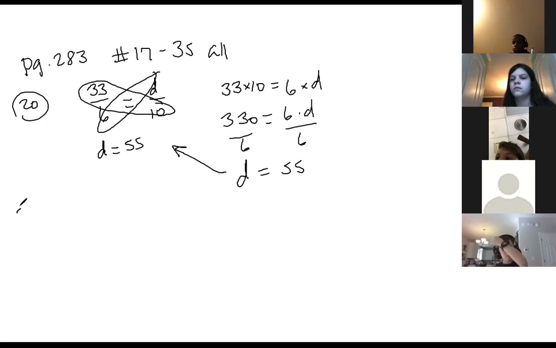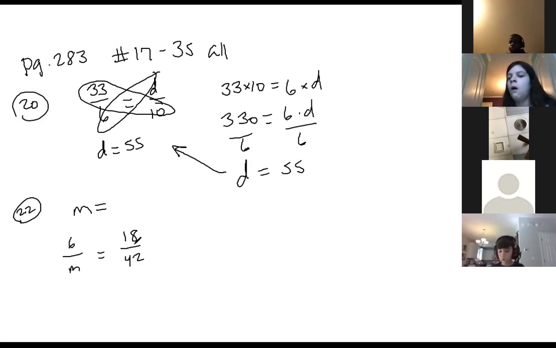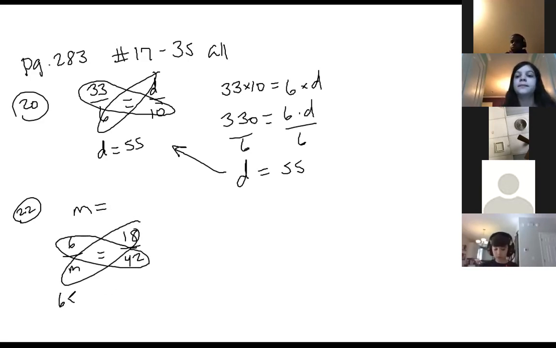Good. Number 22. Phoenix, what'd you get for that one? What is M equal to? Not 7. You've got 6 over M is equal to 18 over 42. So we cross multiply. So I've got 6 times 42 is equal to 18 times M. What is 42 times 6, Phoenix?